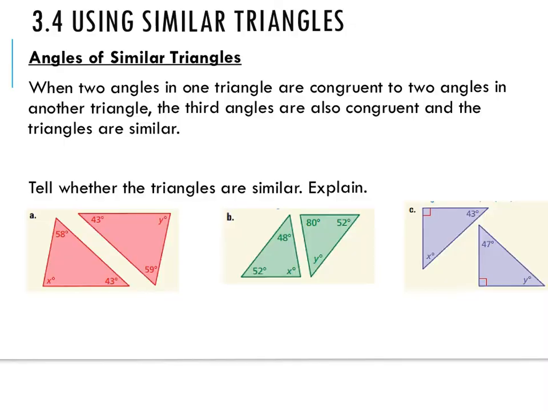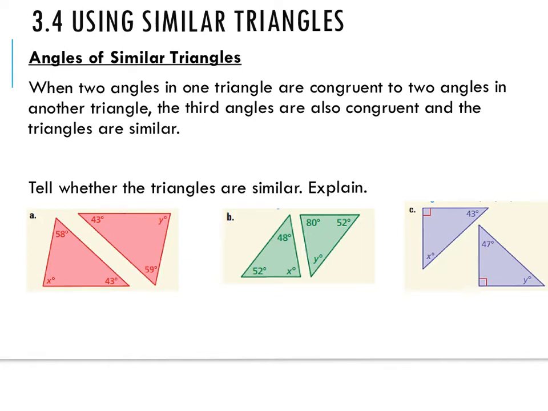similar triangles. We already know that similar triangles have congruent corresponding angles, and they also have proportional corresponding sides. Right now, in the problems that we're going to deal with, we're going to assume that the sides are proportional, and we are just going to look at the angle measures.